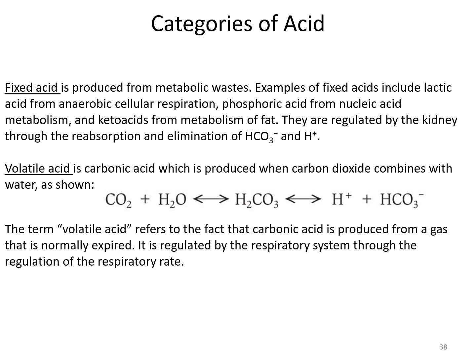Okay, so all of our fixed acids get regulated by the kidney, and they do that through the reabsorption and the elimination of bicarbonate, HCO3-, and hydrogen. The other type is the volatile acid. Volatile acid specifically refers to something called carbonic acid. Carbonic acid is produced when carbon dioxide combines with water, as shown.